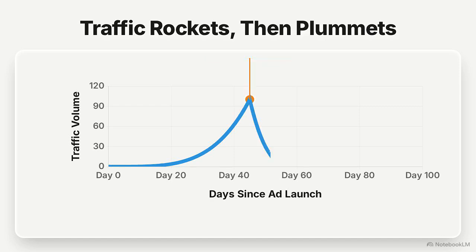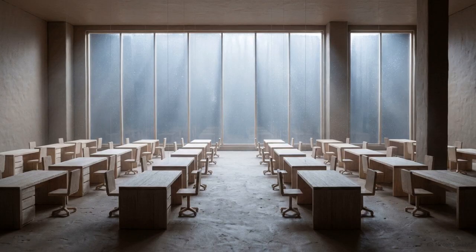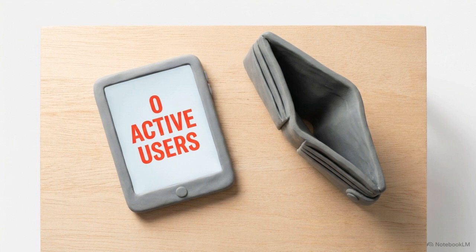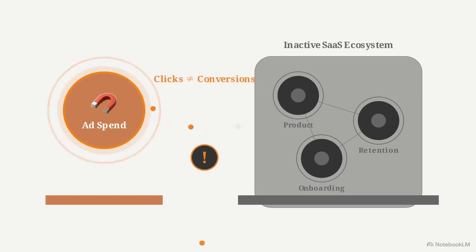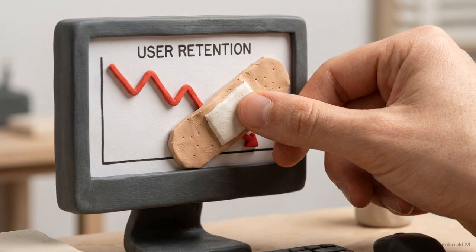But watch what happens next. Traffic hits your site, and almost immediately, the line plummets back to zero. That massive drop-off reveals a structural problem in the software-as-a-service industry. Buying thousands of clicks is meaningless if those clicks never translate into paying users. Treating ad spend as a standalone growth strategy misreads how a digital ecosystem functions by trying to solve a complex customer journey with a single budget increase.